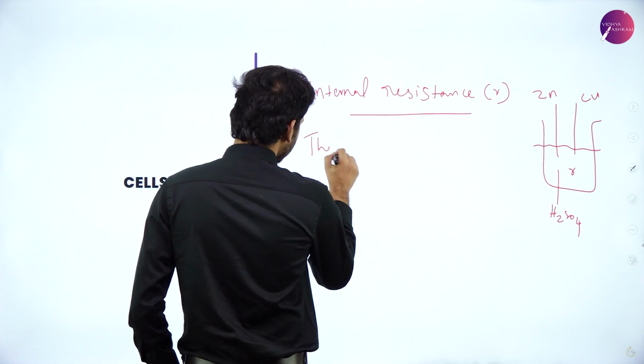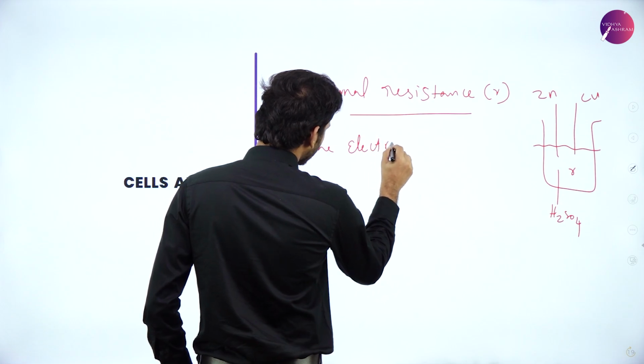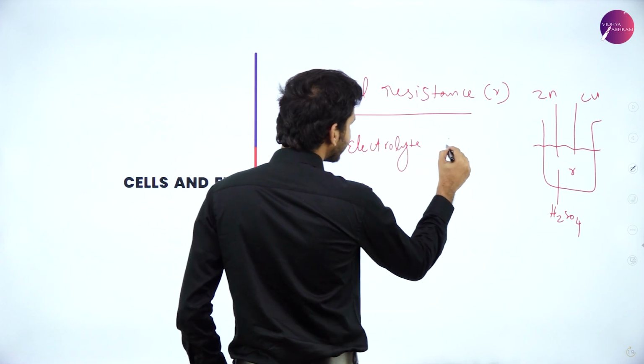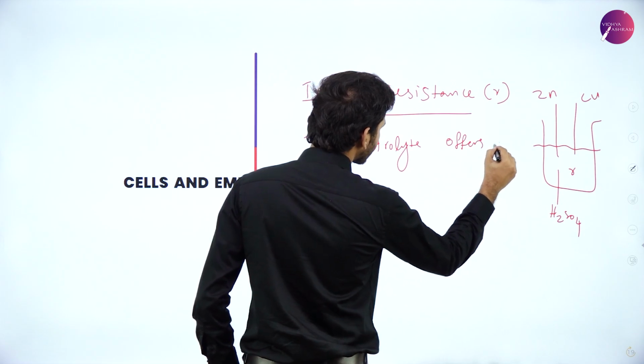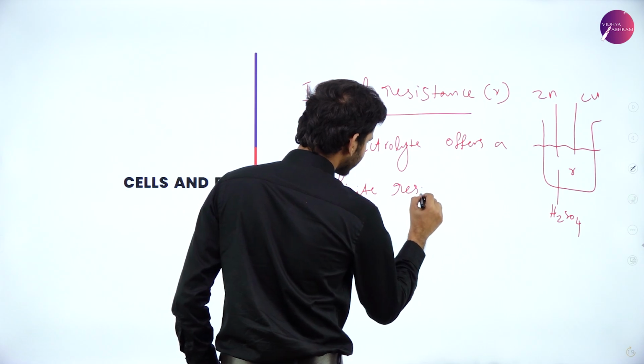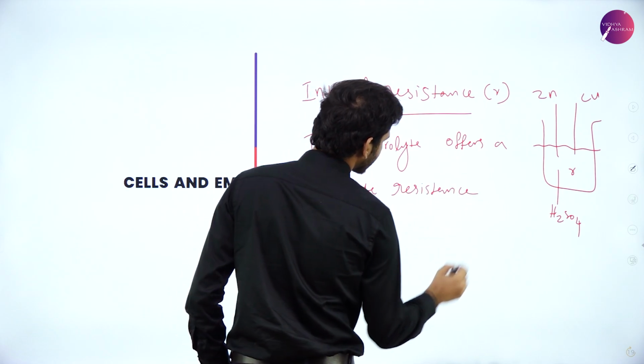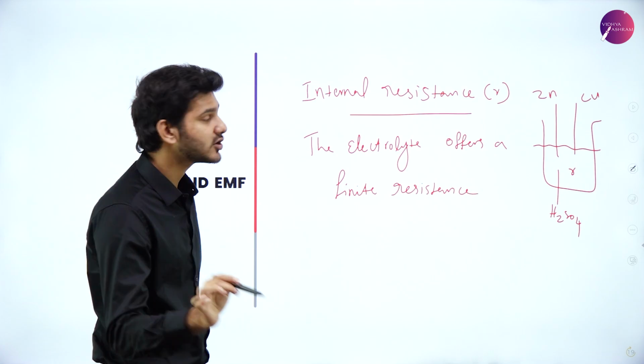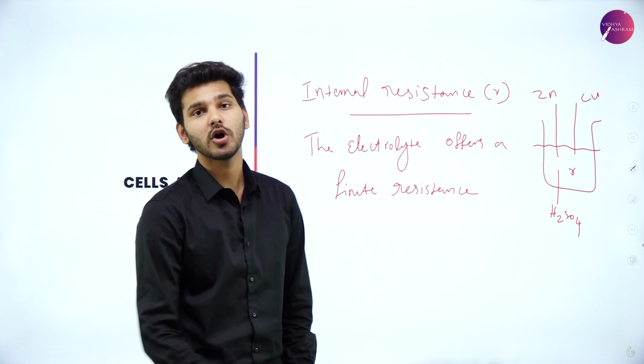So the electrolyte offers a finite resistance, and that small resistance is known as internal resistance, small r. So for now we discussed what is terminal voltage, what is EMF, and what is internal resistance. That is, we discussed the curled E, terminal voltage V, and internal resistance r.